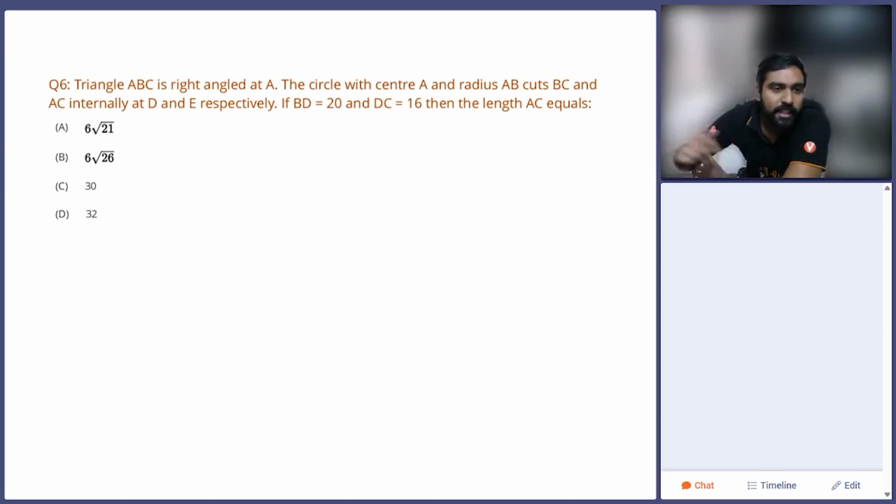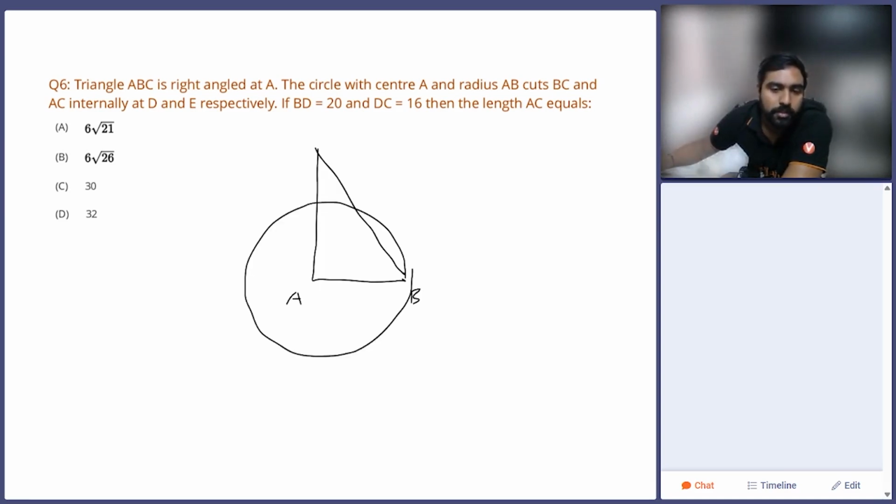We have a triangle ABC, a right angle triangle, right angled at A, and there's a circle with the center at A and radius as AB. So basically a circle which looks kind of like this. It cuts BC at the point D and AC at the point E. BD is given to you as 20 and DC is given to you as 16. The question is, what is the value of AC?